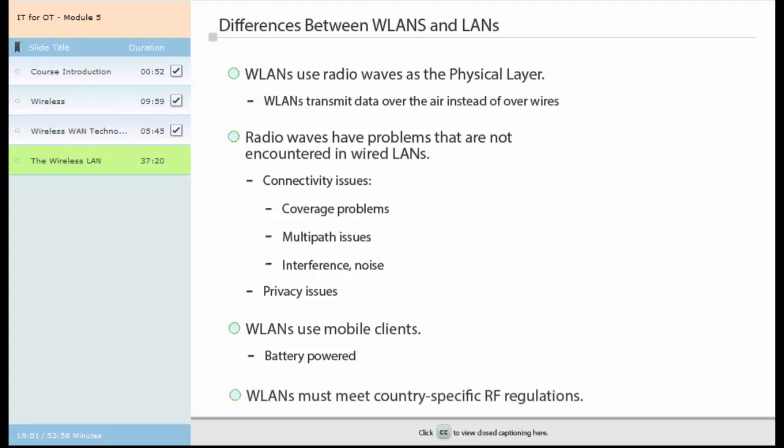WLANs must meet country-specific RF regulations, and the aim of standardization is to make WLANs available worldwide. Because WLANs use RF, they must follow country-specific regulations of RF power and frequencies. This requirement does not apply to LANs that are wired.